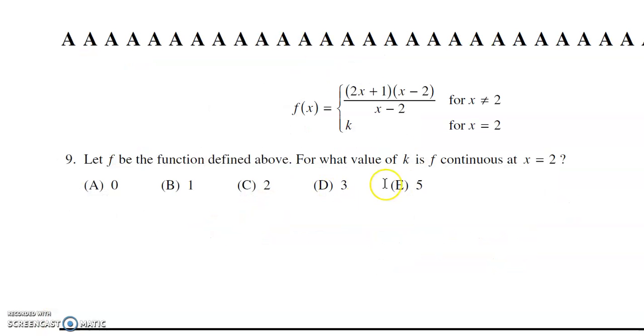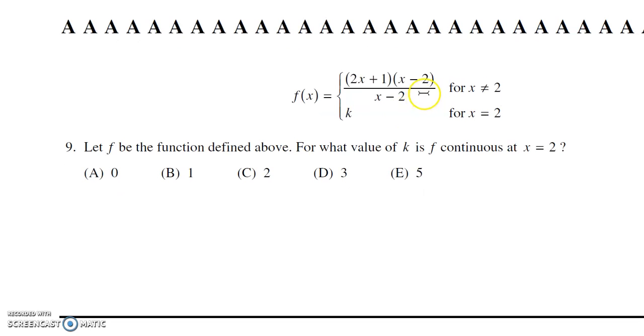Okay, we're going to get one more in here. Here they let f be the function defined above, and then they want me to make it continuous. So if you know how to do this, go ahead and do it. If not, I'm going to give you a little hint. Your hint: this top line is what it is when x is not 2. Notice if I try to plug in 2 into this, I get 0 over 0.